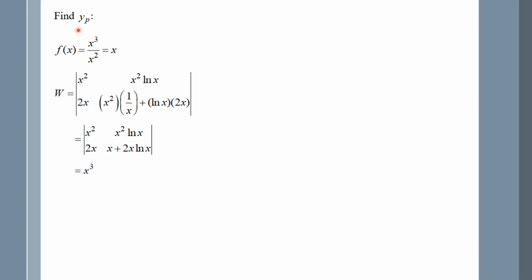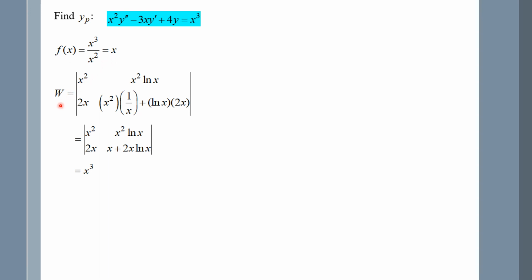The following step is to find the particular solution for the non-homogeneous Cauchy-Euler equation. So we begin by finding the f(x). Let us recall the given Cauchy-Euler equation. So f(x) is g(x) divided by a2 of x, which is x cubed divided by x squared. So when you simplify, we get f(x) equals x.